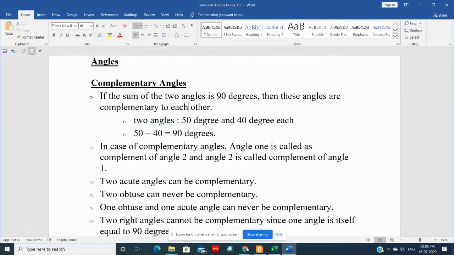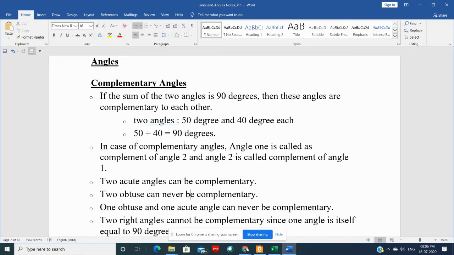In this video, we are going to talk about complementary angles. We have already talked about lines and angles, and in the introduction part, we covered complementary angles and supplementary angles. Now, in this video, we are going to discuss complementary angles and how to find the missing complementary angle. All right, so let's begin.